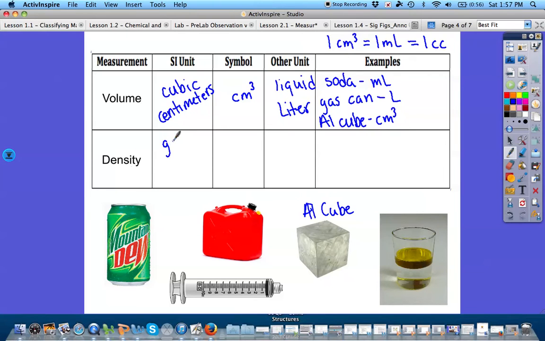Density is in grams per cubic centimeter.